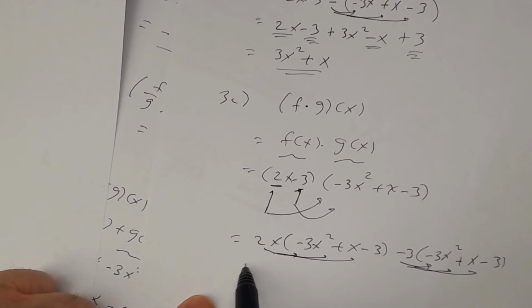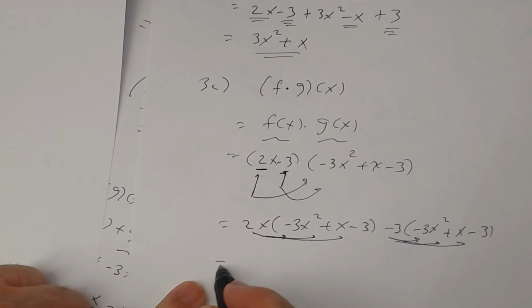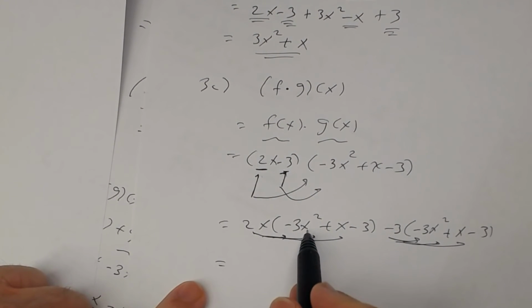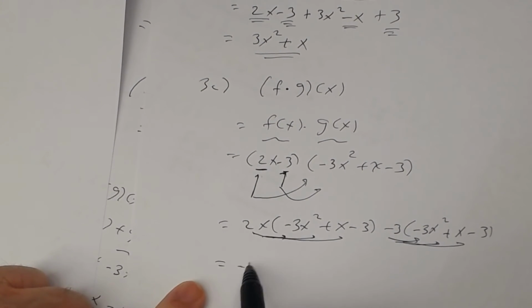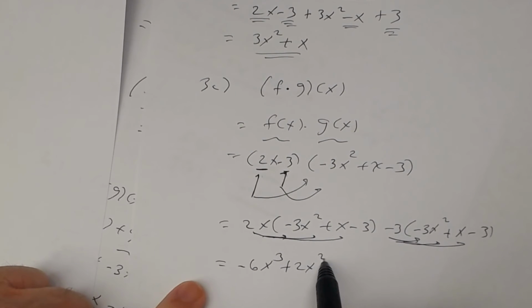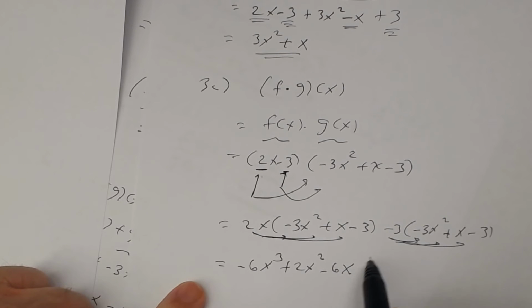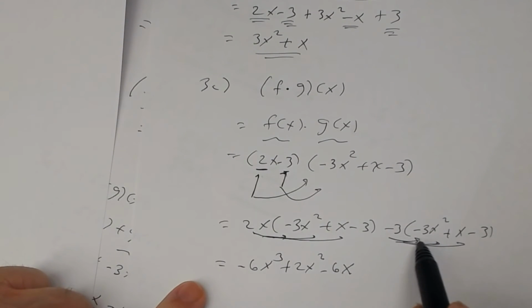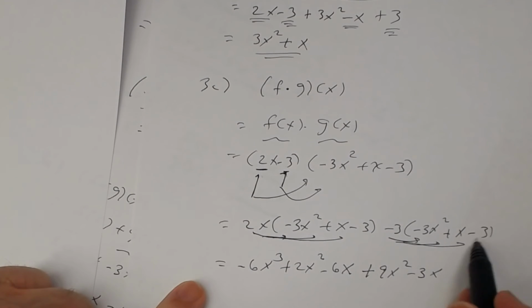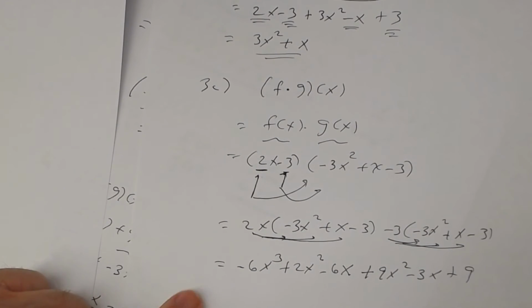So get rid of the parentheses, so you can use the distributive property, and you're going to get 2x times a negative 3x squared. 2 times negative 3 is a negative 6. x times x squared is x cubed. 2x times a positive x is a positive 2x squared. 2x times a negative 3 is a negative 6x. Over here, a negative 3 times a negative 3x squared is a positive 9x squared. A negative 3 times a positive x is a negative 3x. And a negative 3 times a negative 3 is a positive 9.